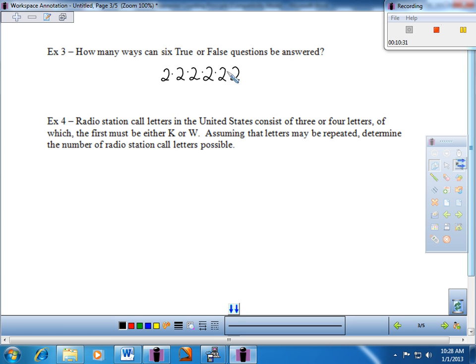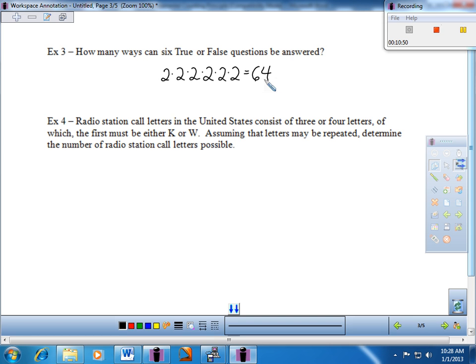I'm hoping that makes sense, because as I said, when it gets a little harder, you're going to really want to break it down according to this mindset. Anyway, in this case, how many ways can 6 true or false questions be answered? And it looks like 64. 2 to the 6th, or as you can see, just kind of breaking it down there, 2 times 2 times 2 times 2 times 2 times 2. All right, good. Let's move on to example 4.